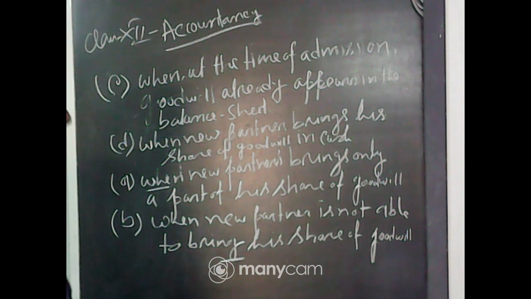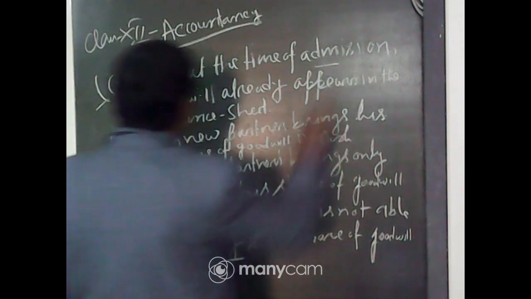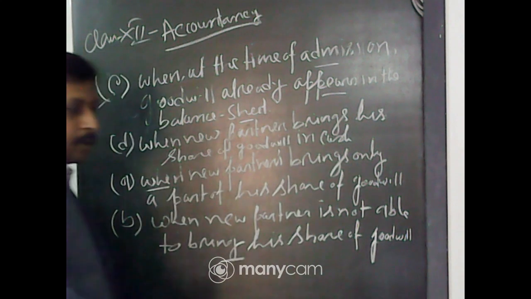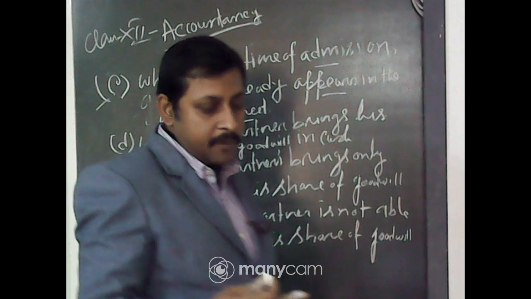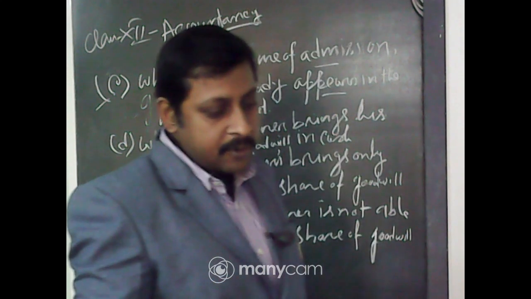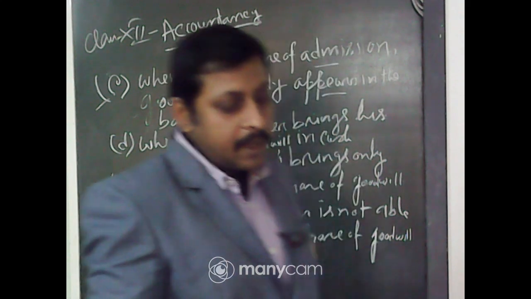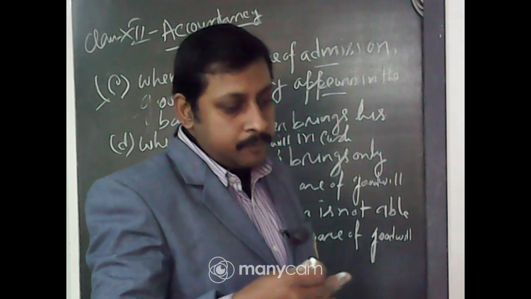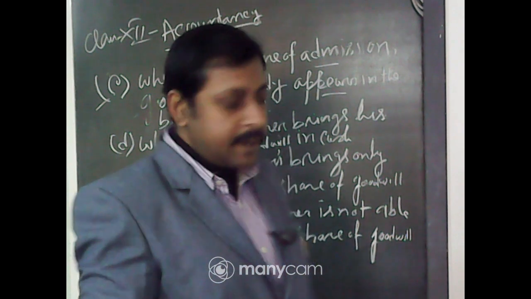So what will be the right answer? Right answer will be number C, that is when at the time of admission goodwill already appears in the balance sheet. So that is the old goodwill, and this goodwill share does not go to the new partner who is taking admission in the business. The old partners share this goodwill as per the old sharing ratio.